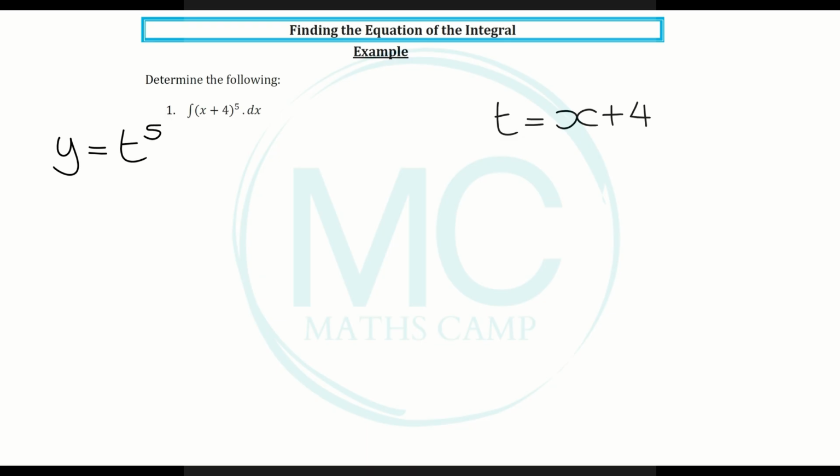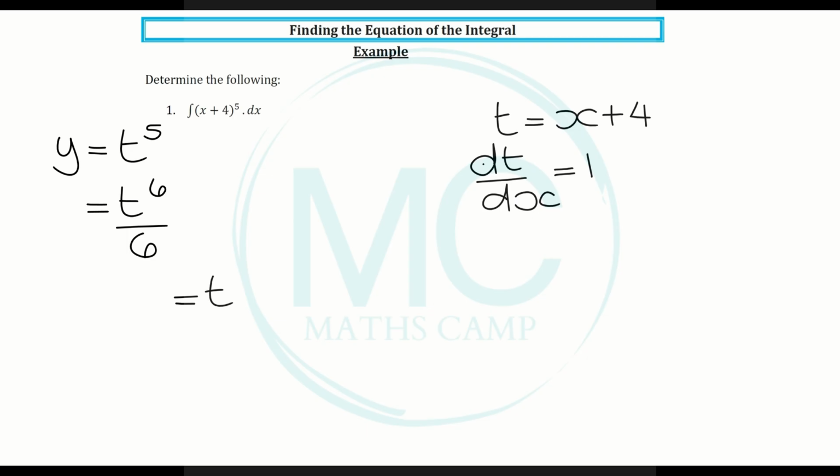Now I need to integrate this equation. And I'm going to get t with an exponent of 5 plus 1, which is 6, all over 6. Now I need to differentiate my equation for t. I can say dt over dx is equal to, my x term becomes my constant, so this is 1, and the constant falls away.